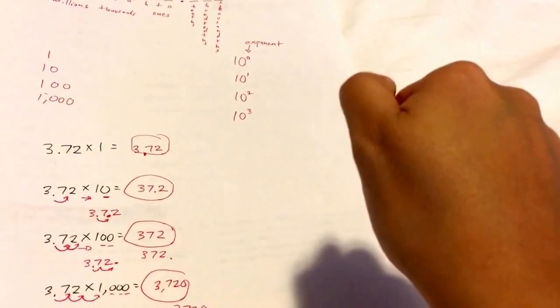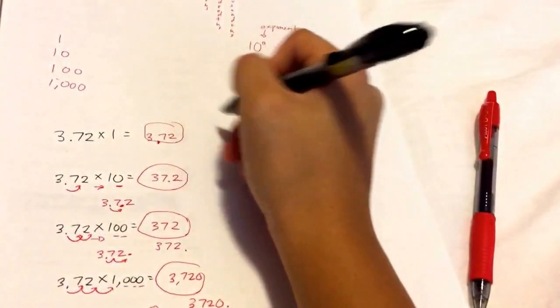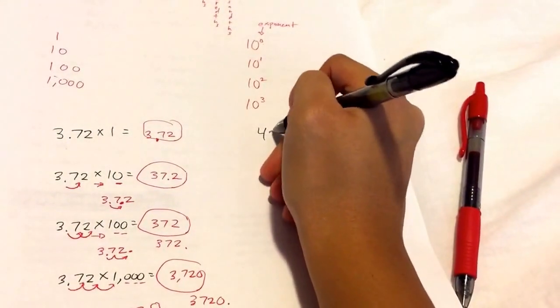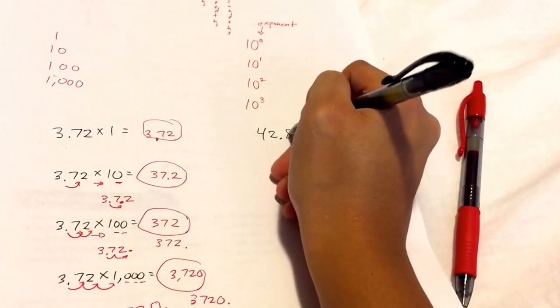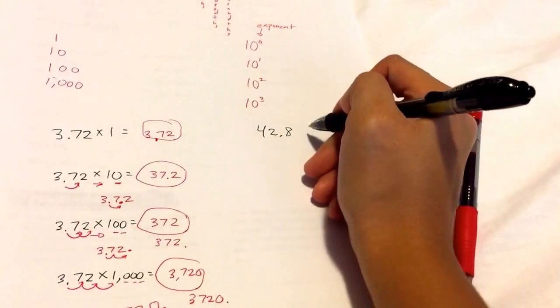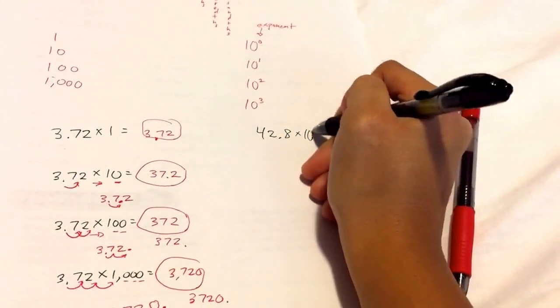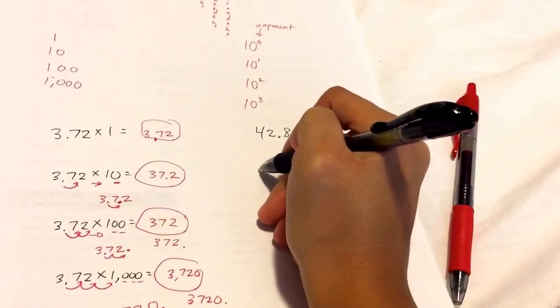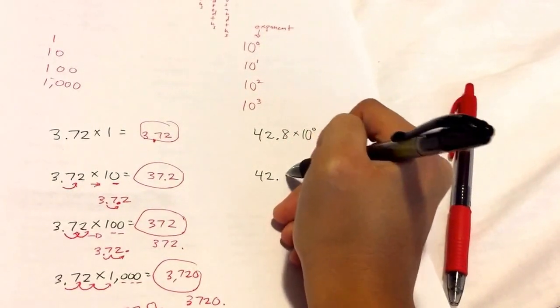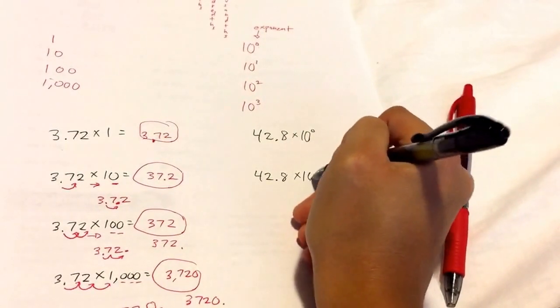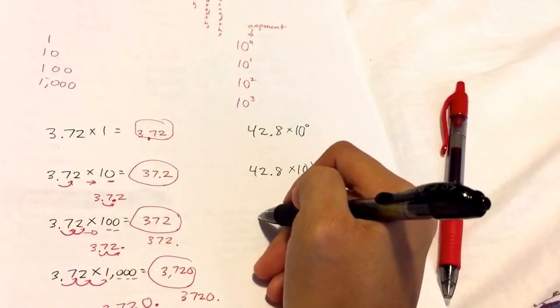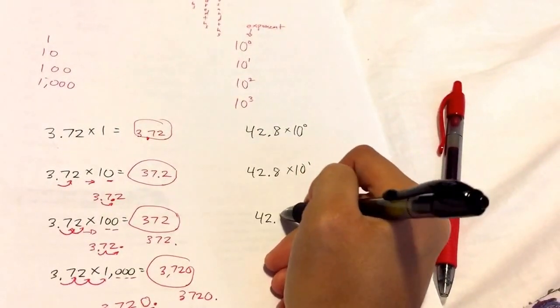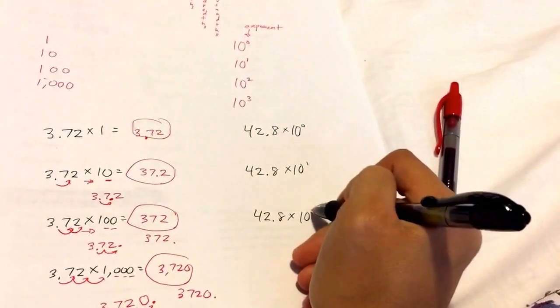So let me give a different number now. Let's try 42.8, which is 42 and 8 tenths. And we're going to multiply it by 10 to the 0. 42 and 8 tenths. 10 to the first. 42 and 8 tenths. 10 to the second.